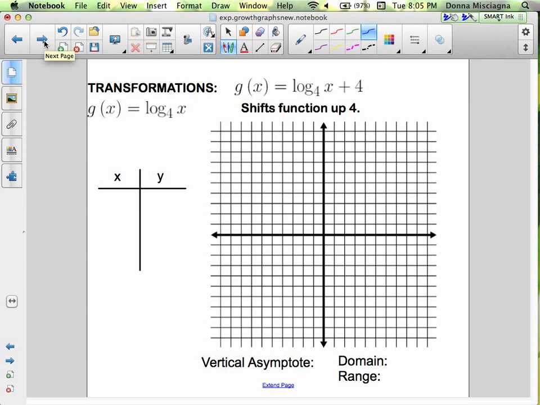All right, so we want to graph g of x equals log base 4 of x plus 4. Our base function does not include the plus 4. It's everything else. All right, so now let's rewrite it as an exponential. That's our first step.